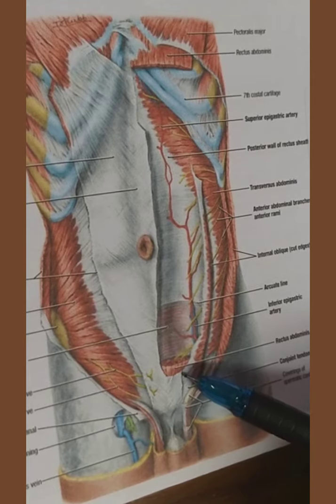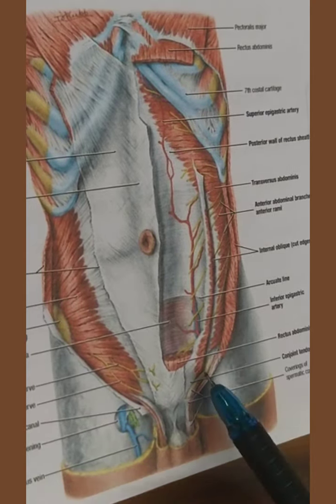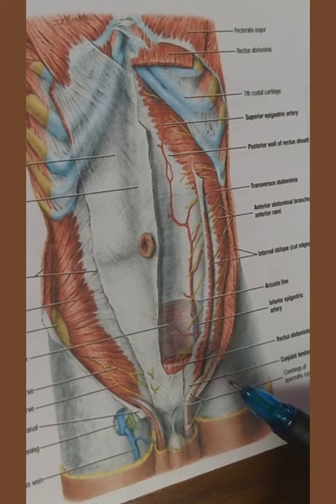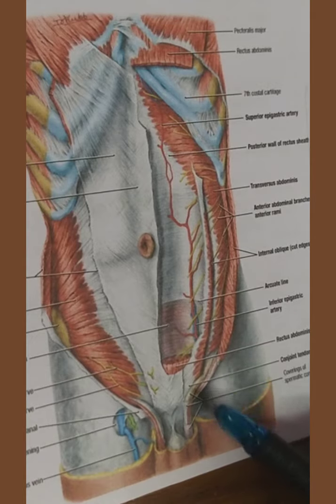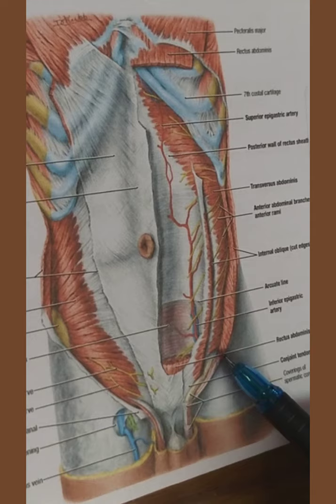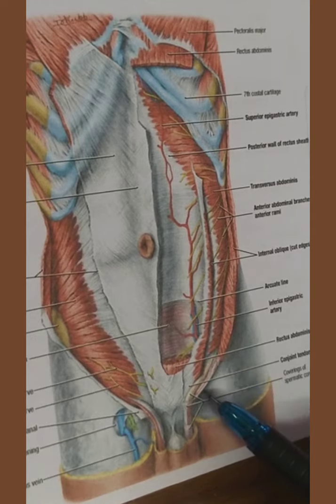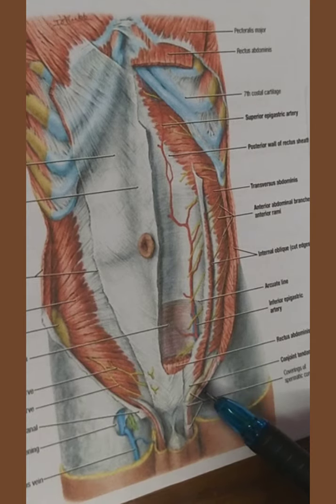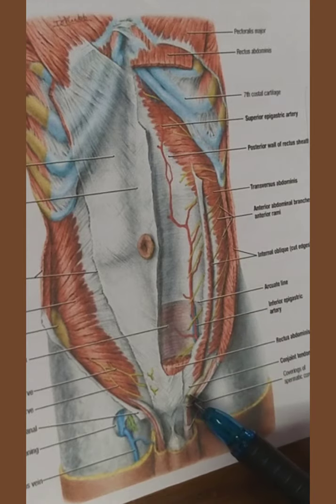Then it extends behind the inguinal ligament and forms the anterior wall of the femoral sheath. It extends downward behind the inguinal ligament as the anterior wall of the femoral sheath. The thickened lower part of the fascia transversalis forms the iliopubic tract. And it extends from the anterior superior iliac spine to the pubis.